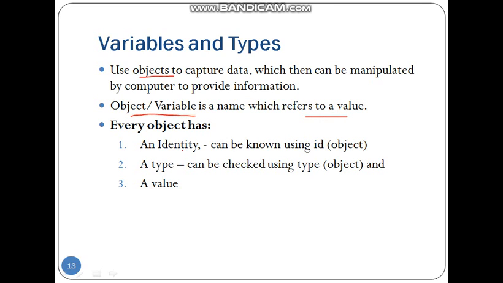Every variable or object has an identity. Identity means inside the memory there are locations. So each location, eight bits together, take it as 1 byte. So each byte has an address in the memory. So this ID means the memory address. Then type means which type it is, whether it is an integer or a string. Then a value. Every object has an identity, type, and a value.